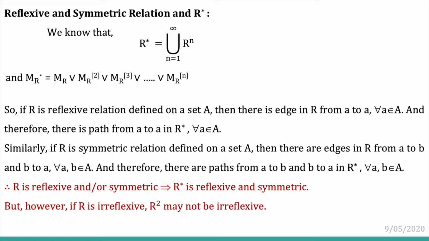Now, the connectivity relation is simply the union of all the nth powers of R. It is bound to be reflexive because the union contains relation R itself. On similar lines, we can also argue that if R is a symmetric relation, then the connectivity relation of R is also a symmetric relation. However, if R is an irreflexive relation, R2 may not be irreflexive, and therefore the connectivity relation of R may not be irreflexive. The matrix representing the connectivity relation of R can be obtained by simply performing an OR operation on the matrices representing all the powers of R.